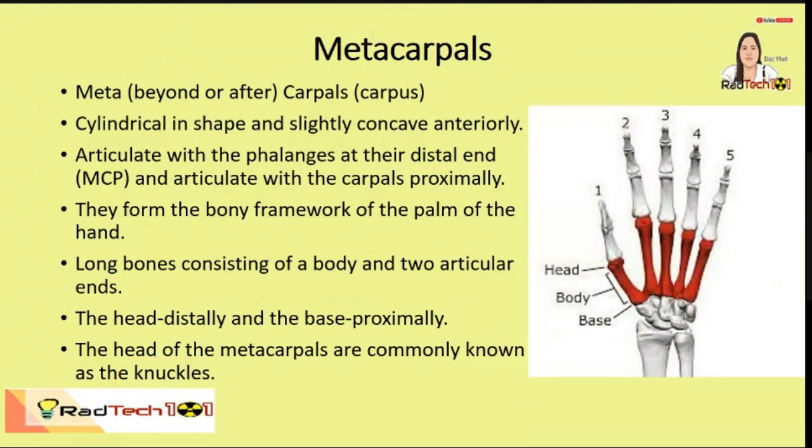So ito siya, yung head is the distal portion. Then yung base, ito yung proximal portion. Ito yung naka-articulate sa carpal bones. Ito yung knuckles. Kapag you form your hand into a fist, yung parang manununtok ka, yung naka-usling bones doon, we call that the knuckles. So they are the head of the metacarpals.